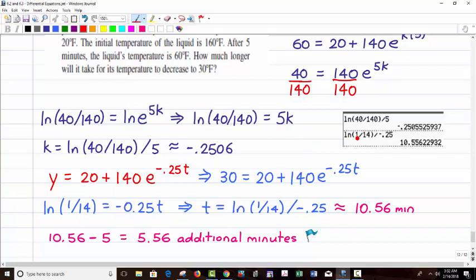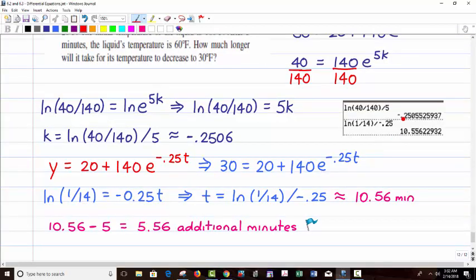Hopefully if you watch this, it won't be so confusing now. So 30 minus 20 was 10 divided by 140. Yeah, 10 over 140 is the same thing as 1 over 14. Then once again, I don't know why I didn't use all the decimal places here, but we're going to get close enough for government work that it'll be all right. We're not totally butchering the problem or anything. Maybe I saw 2506 and just said, the heck with it, just use 0.25.